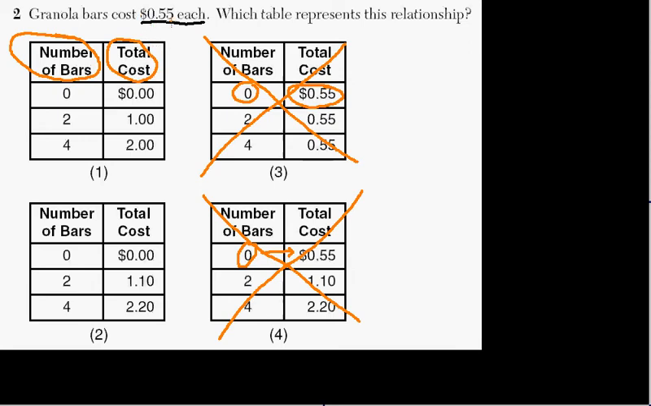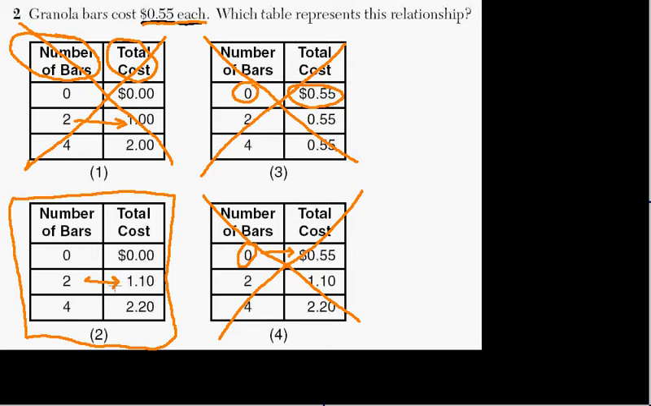Now the granola bars cost 55 cents each. So that means 2 granola bars not going to cost $1, because if 2 granola bars cost $1, that means each one would cost 50 cents. So that is not the answer. And then we immediately arrive right here at this table. And just to make sure, if you take 2 times 55, you should get $1.10, which works. And if you take 4 times 55, you should get $2.20. Or notice that 4 is twice 2, and $1.10 times 2 is $2.20. That's the answer to that one.